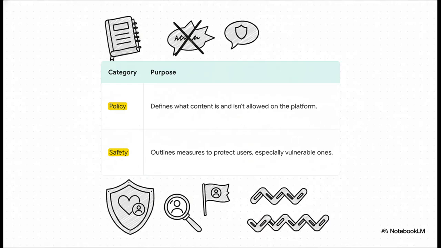And if you dig just a little deeper, you get to policy and safety. Think of this as the detailed law book. Policy defines what you can and can't say or show, the lines you can't cross. Safety is about how they promise to protect people, especially kids, with tools for reporting bad stuff and features to keep the community from becoming toxic.